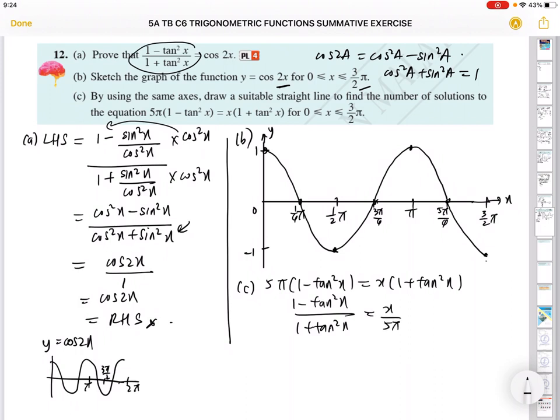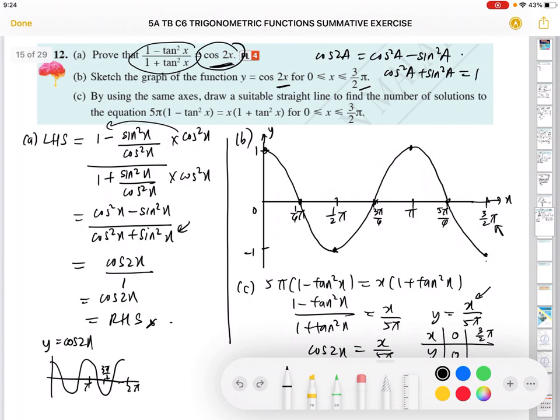So the suitable straight line we have to draw is y equals x over 5 pi. And for a straight line graph, we just need 2 points. We put x equals 0, y equals 0. Now we can use any other point, but most of the time we just take the biggest and smallest, and the largest is 3 over 2 pi. If you sub inside x, 1 over 5 times 3 over 2 is 3 over 10. This is 3 over 10, a very small value. So I'm going to use a blue color, 0, 0 here. Now, 3 over 10 will be around here. It's less than half. Very small.